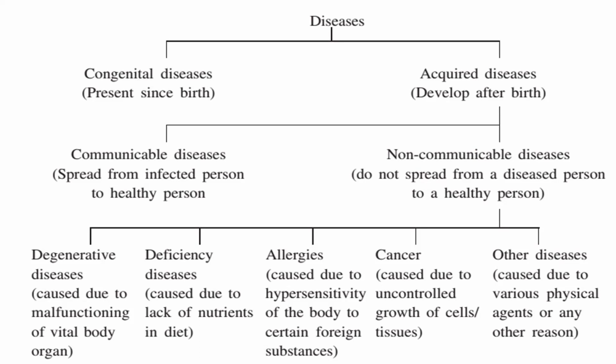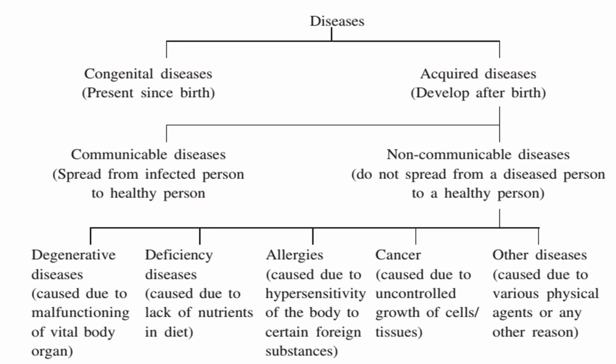Then allergy. You all know what an allergy is. Peanut allergy is the most common, also hay, cat fur, dog fur, any fur. It means your body is sensitive to that substance and shows an allergic reaction. Cancer cannot pass from one generation to another. Other diseases are caused by physical agents.